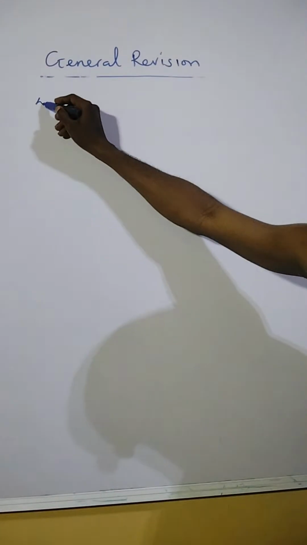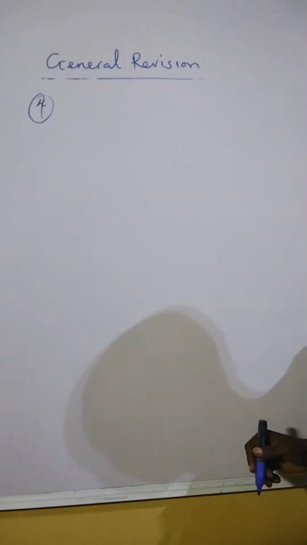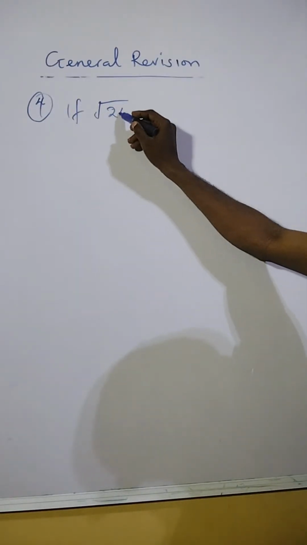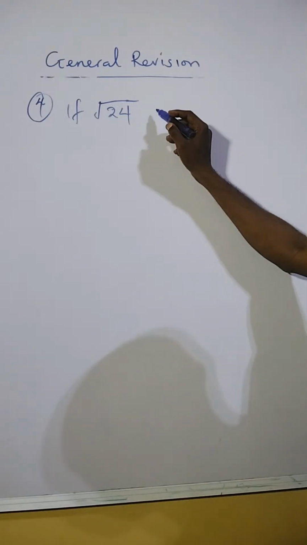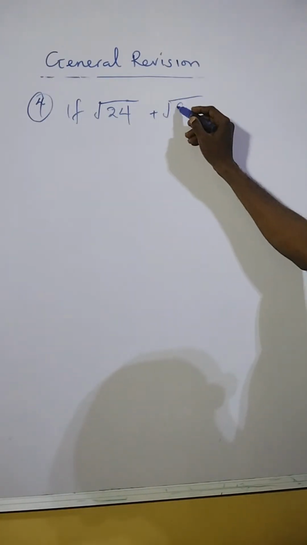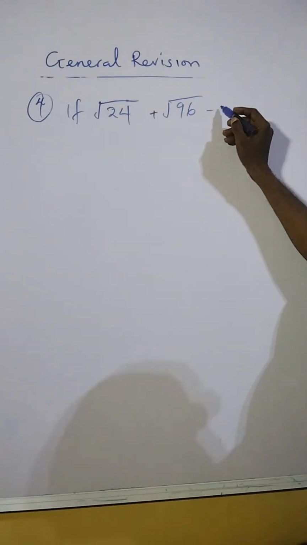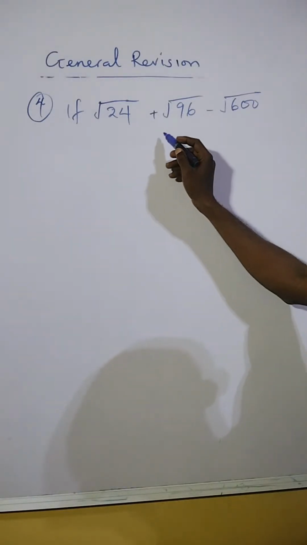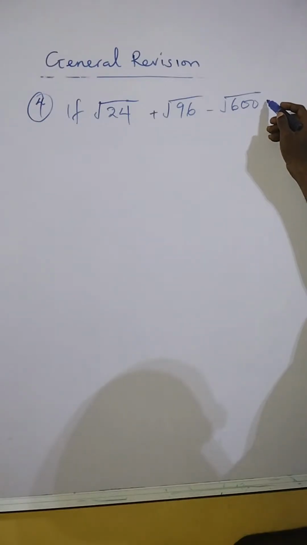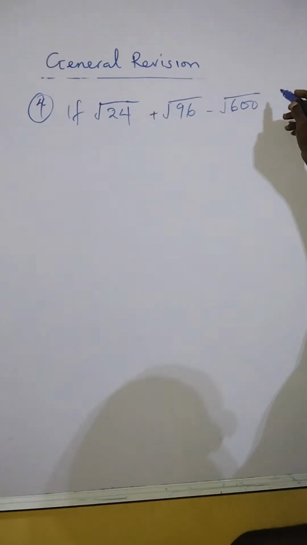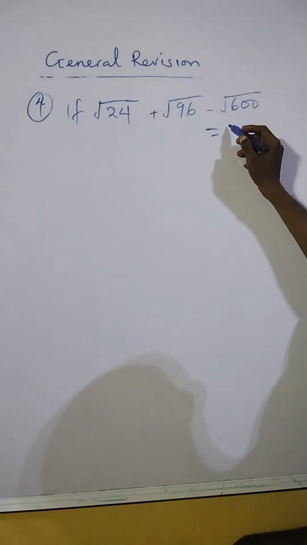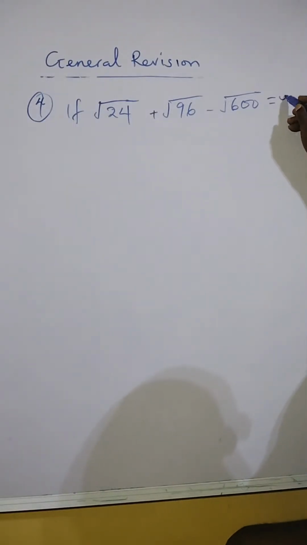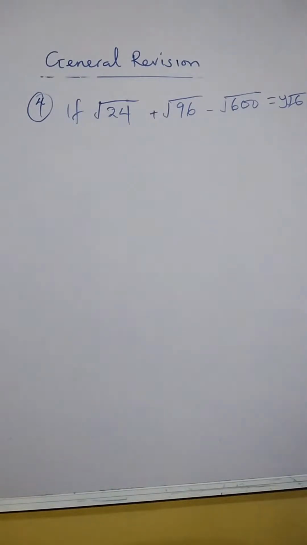So let's look at this as number 4. And the question says, if root 24 plus root 96 minus root 600 is equals to y root 6.